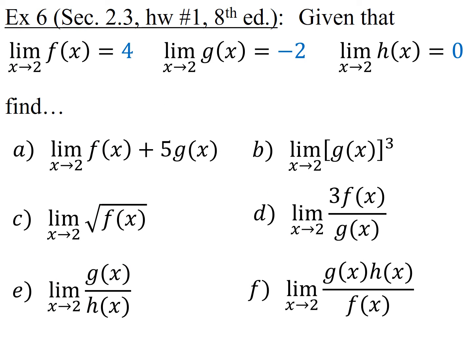Okay, so in this example, we don't have the graphs like we did in the other one, but we just have 3 functions, f, g, and h. We don't know what they are. We just know the limit as x goes to 2 of each of them. They all exist. The limit as x goes to 2 of f is 4. The limit as x goes to 2 of g is negative 2. The limit as x goes to 2 of h of x is 0. And it's asking us to find all these other limits here.